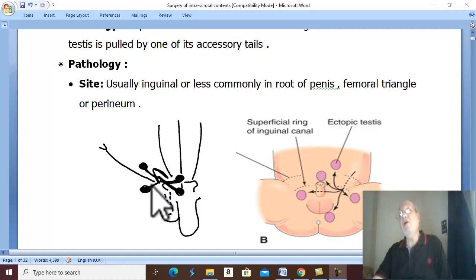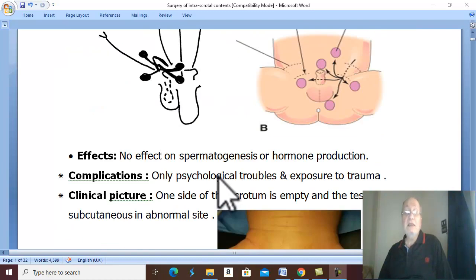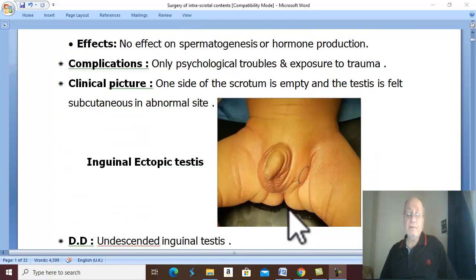What is the clinical picture of this condition? This is the clinical picture of this condition. We look for the right, compare left and right side of the scrotum. Here on the right side, the scrotum is large, well developed, containing the right testis, while the left side of the scrotum is empty, and the scrotum is not well developed.